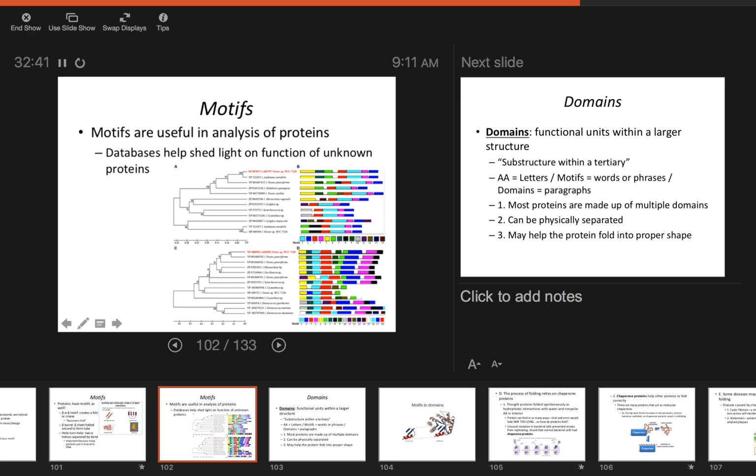So motifs, we use them in analysis of proteins. Really, that's all you need to know. We just use motifs to help us figure out what unknown proteins do. So I'm just going to move on.